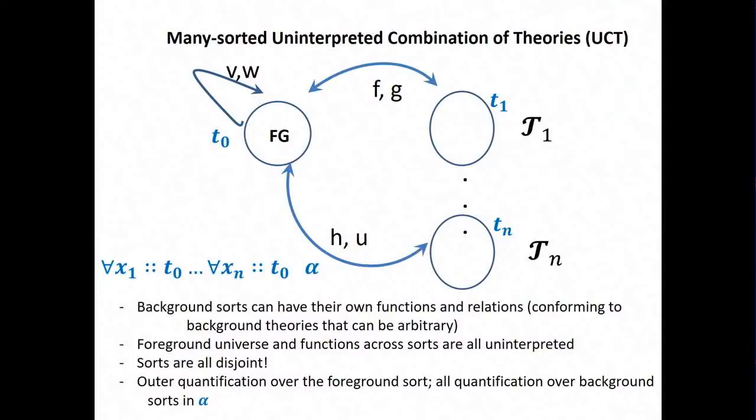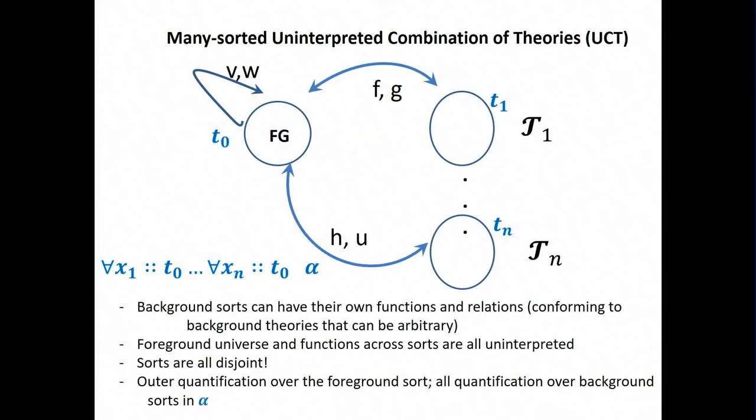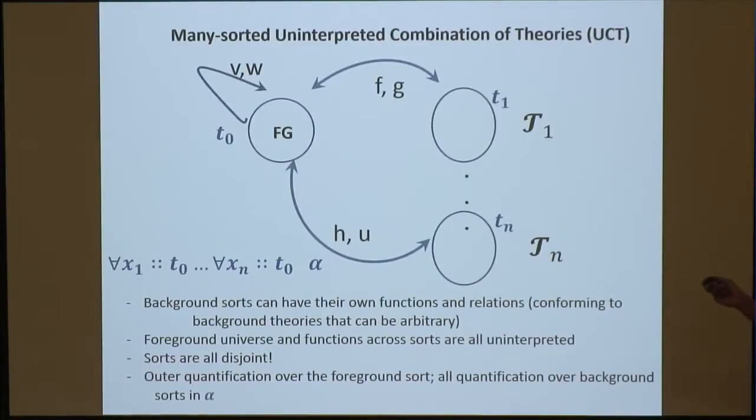And when I do quantifier instantiation, these variables will be replaced, but I'm not going to touch alpha, right? So I'm just going to do quantifier instantiation in my foreground universe, and I ask whether that term instantiation is actually complete. Now the background theories, if I had the axioms for them, I could do instantiation using those axioms as well, and then everything will be complete. But I don't want to do this. I really want to use black box solvers here. So I don't want to start instantiating here. Arithmetic should be solved by an arithmetic solver.